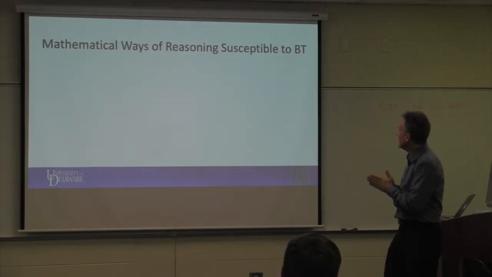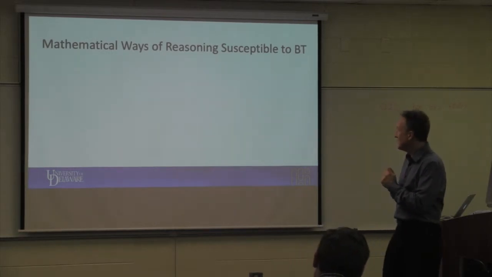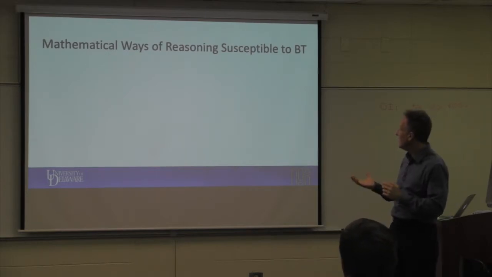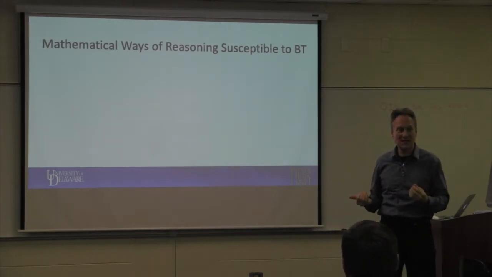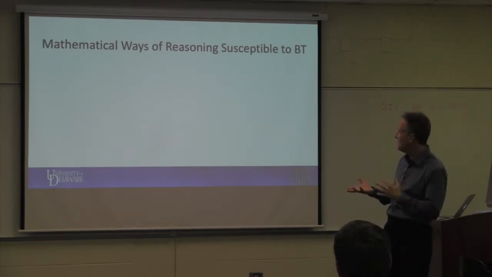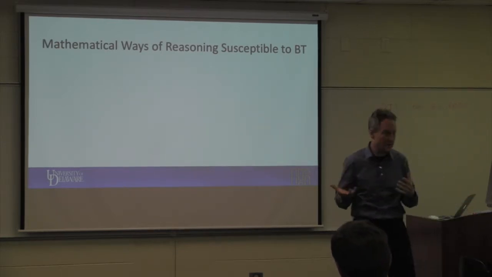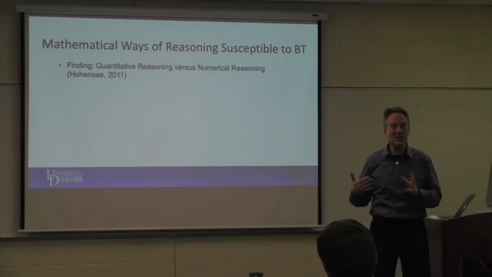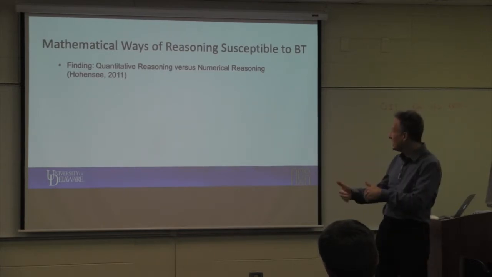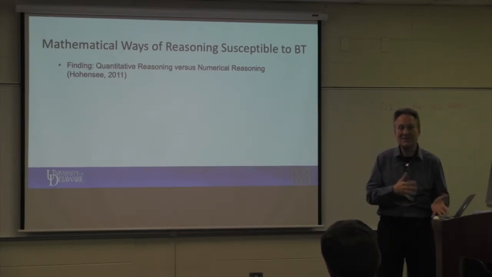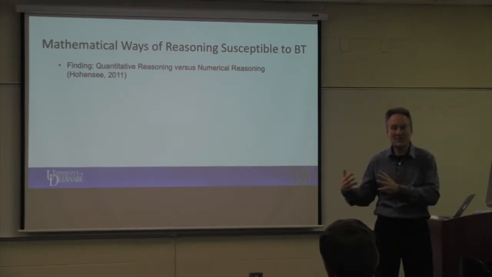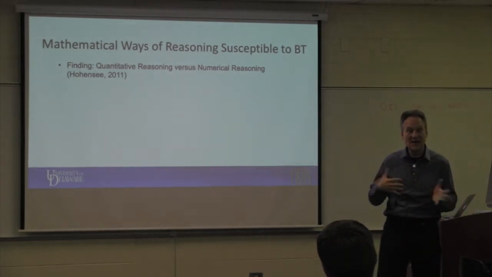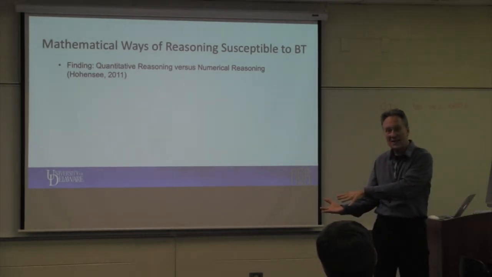Okay, so I have a couple of criteria that I think might be important. One of them is that I think there are certain ways of reasoning that are more susceptible to backward transfer. And I mean susceptible not in a negative way, but could be positive or negative. So for instance, I found that depending on what you focus on, either quantitative reasoning or numerical reasoning, when you're teaching concept 2, that can influence how students think about concept 1. So if you really emphasize quantitative reasoning in concept 2, there's a chance that students might think more quantitatively in concept 1.